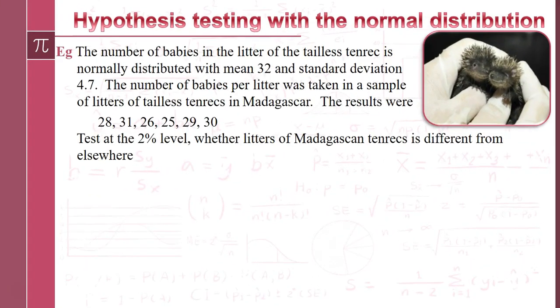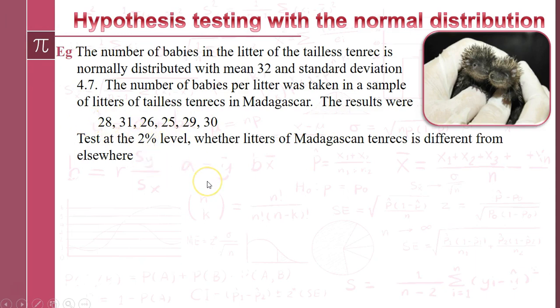Okay, let's have another example. So we've got the number of babies in a litter of the tailless tenrec. That's these cute little bad boys over here. So it's normally distributed with mean 32 and a standard deviation of 4.7. Now, what has happened here, so we've taken just the tailless tenrecs that live in Madagascar and taken a sample from those guys, and we've got the results, and we're talking about the number of babies per litter. So you can see that these fellas don't have to chuck out a large number of babies. So we've got 6 litters, so there's our data set.